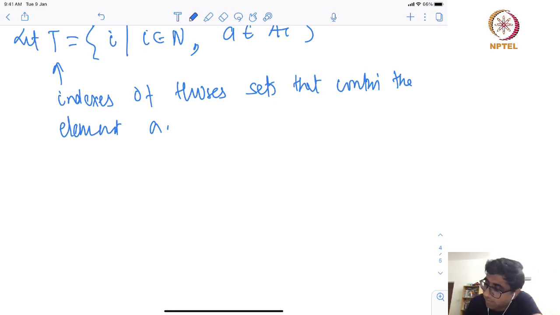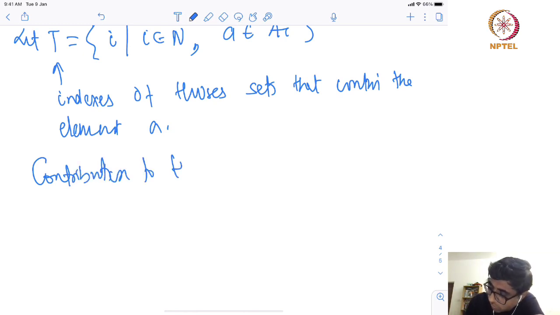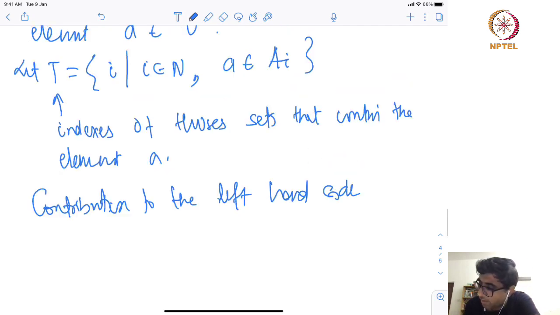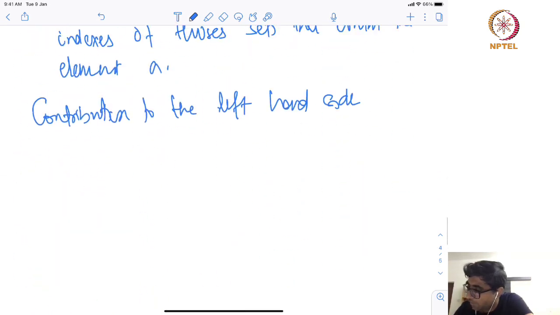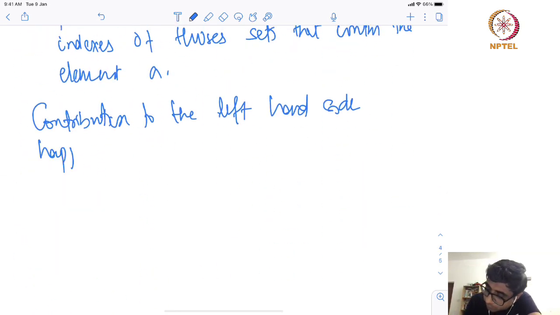Okay, so let us ask ourselves about the contribution to the left hand side. Think for a minute: when are you going to contribute to the left hand side? You are going to contribute to the left hand side only when you do not appear in any of A1, A2, ..., AN. In other words, contribution to the left hand side happens when the index set T is empty.